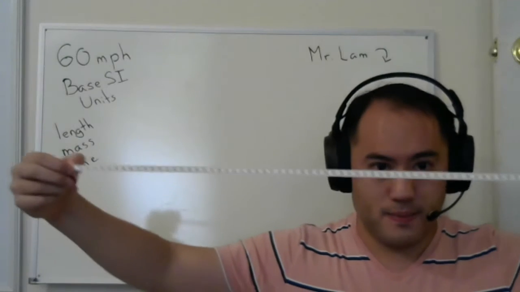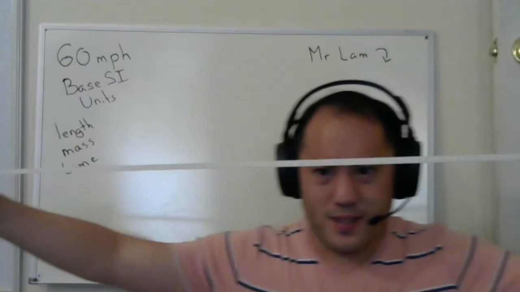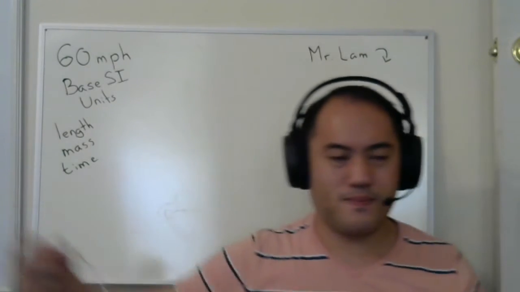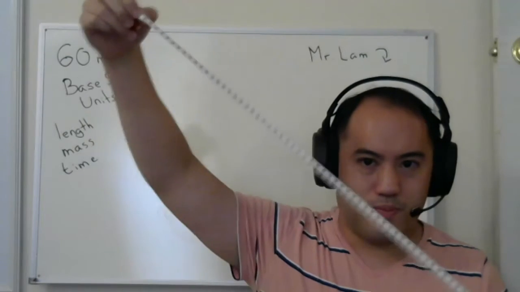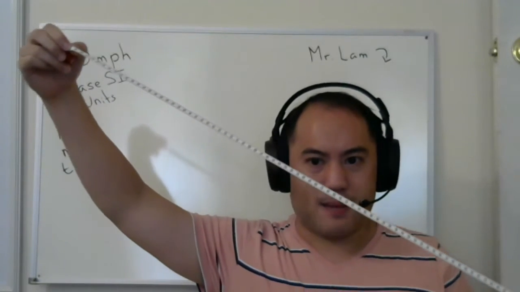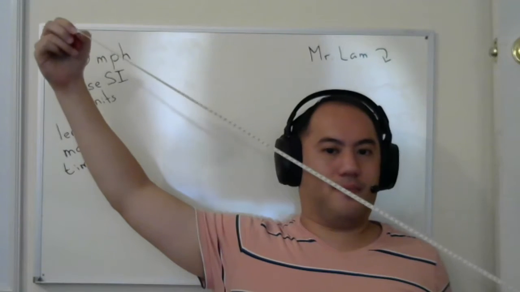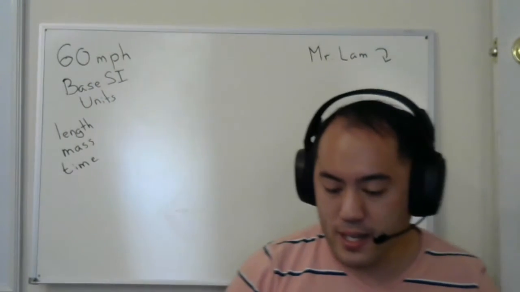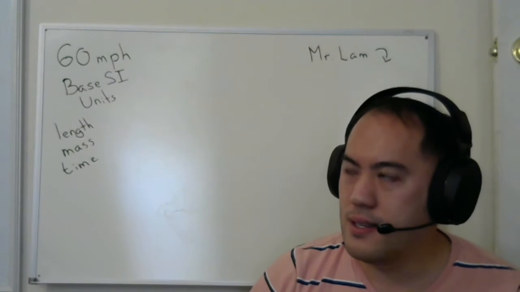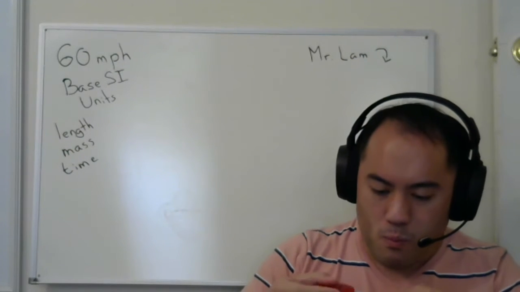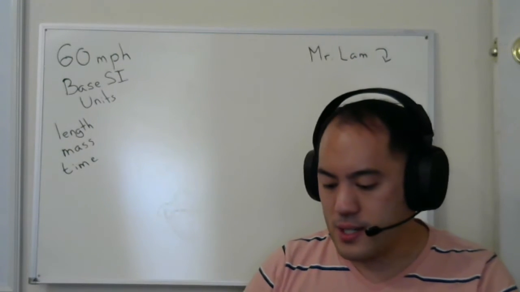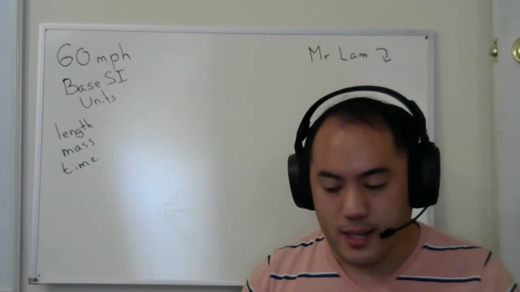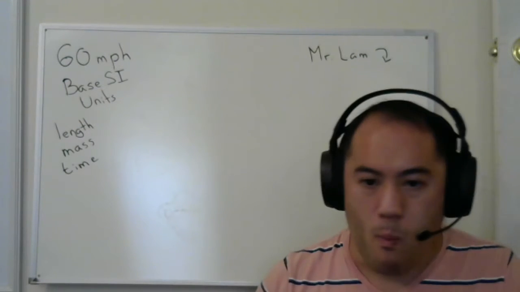This is a meter. I can't fit the whole thing on camera. If I go diagonal, maybe I can just barely get it. There we go, perfect. 1 meter. 1 meter is a little more than a yard, which is 3 feet. It's 100 centimeters. It's pretty big.